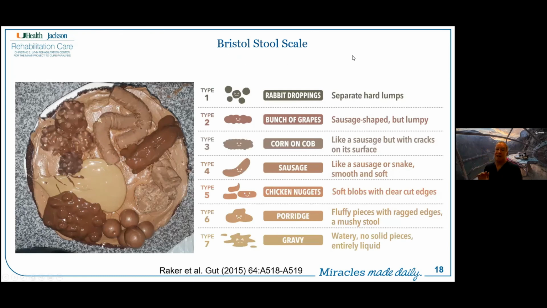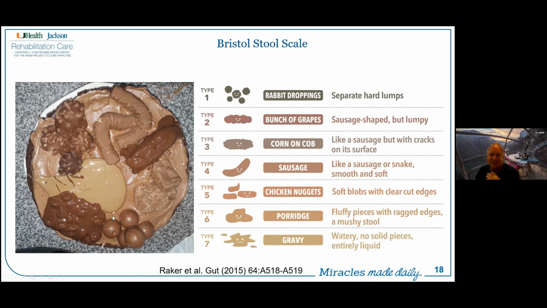So we need to talk about the Bristol stool scale. How fun is this, right? It is so important for our clinicians, particularly the nurses and the physicians, to know how the fecal product looks, how the stool products look. So if you have rabbit droppings, separate hard lumps, this is indicating constipation. It's indicating that the person is not having enough fluid or enough stool softeners as they're going through that.